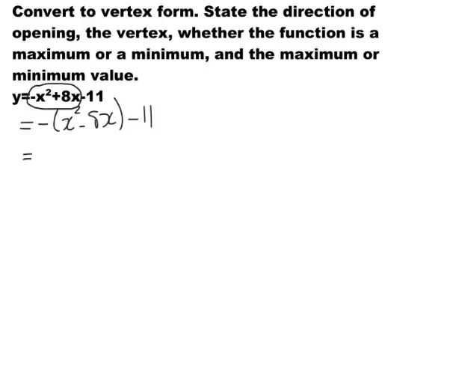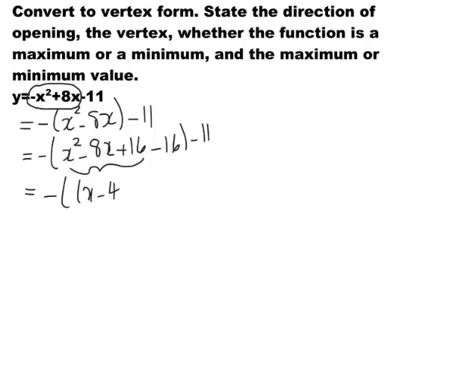Now divide negative 8 by 2, we get negative 4, square it, we get 16, so add and subtract 16, so we get x squared minus 8x plus 16, always the plus first, minus 16, minus 11. Now these three terms is equal to x minus 4 squared, because x minus 4 squared is x squared, plus 16 minus 8x, which is the same as this one, and then minus 16 minus 11.